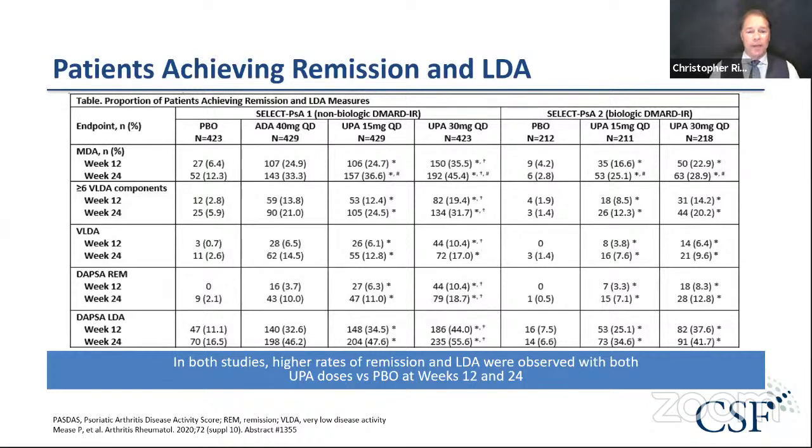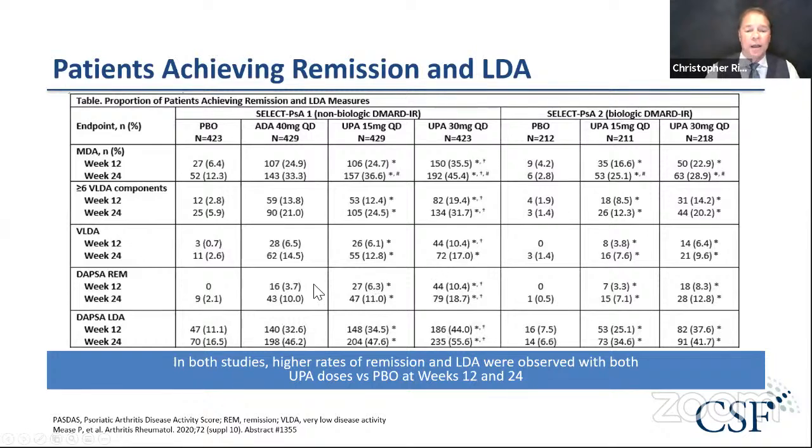So this is looking at patients achieving remission and low disease activity. This is the SELECT-PSA, which are patients that are non-biologic DMARD inadequate responders. And these are patients that are biologic DMARD inadequate responders. You can see here, of course, the SELECT-PSA1 has the adalimumab in one of the arms looking at efficacy, whereas those patients who have been biologic DMARD prior exposed in the SELECT-PSA2 do not have that comparison because they've already been exposed and either had inadequate response to biologic.